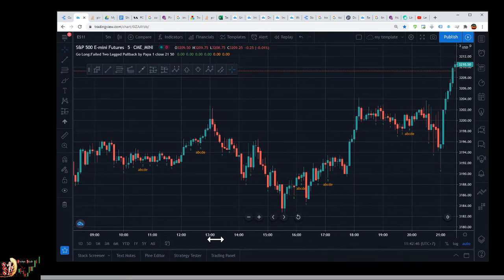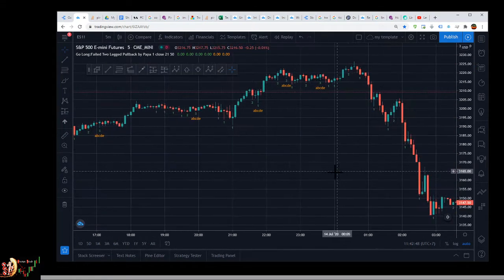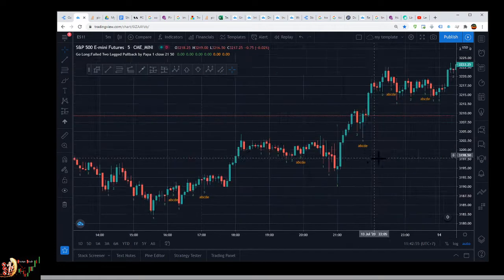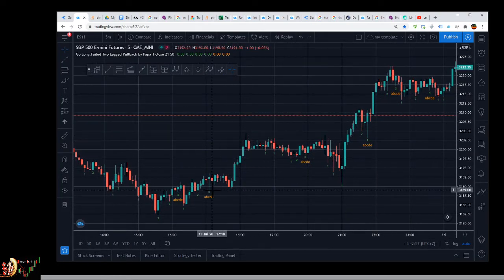You can use it, especially beginners who want to try and understand how to count and find the ABCDE move. For the moment, it's only on the low side. Okay, so this is part one.